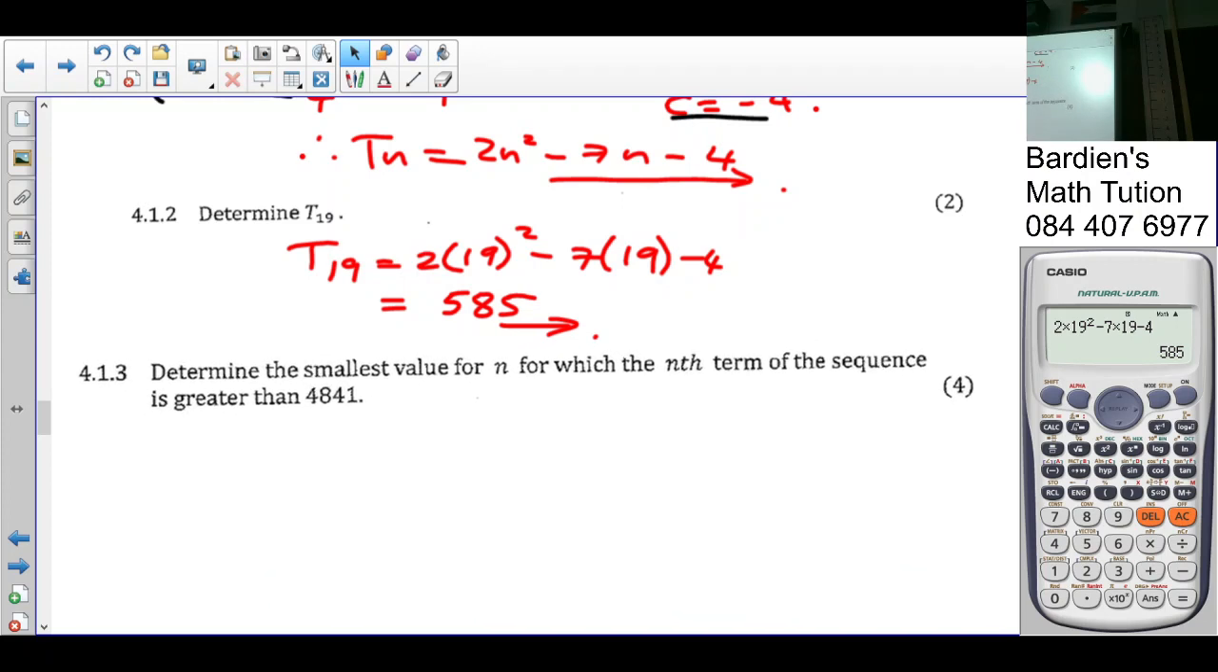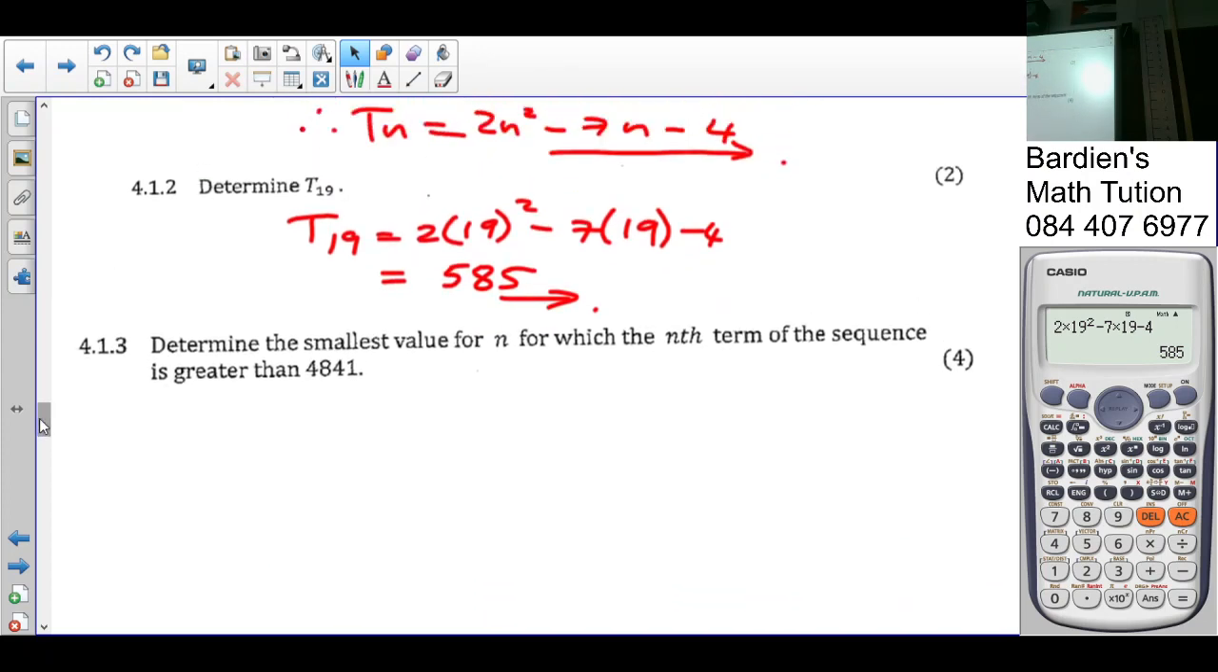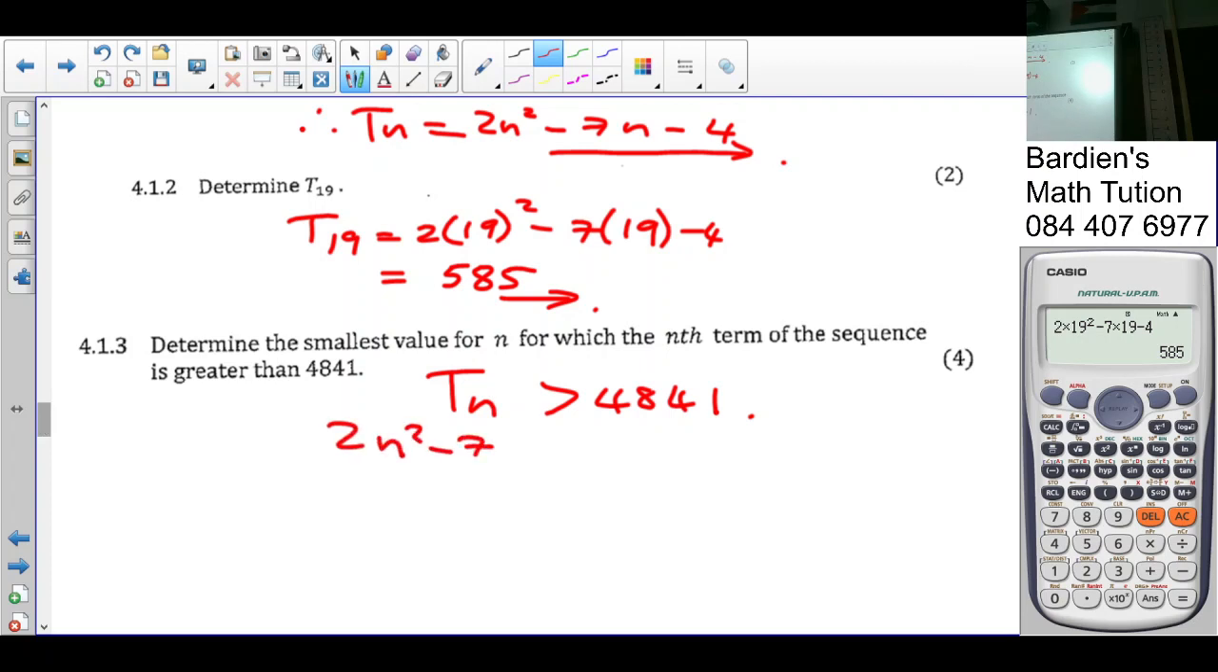Then in 4.1.3, the question says determine the smallest value for n for which the nth term of the sequence is greater than 4,841. Determine the smallest value for n for which the nth term of the sequence is greater than 4,841. You see that again, an inequality question. So what is Tn? Tn is a general term. So it's 2n squared minus 7n minus 4 must be greater than 4,841.